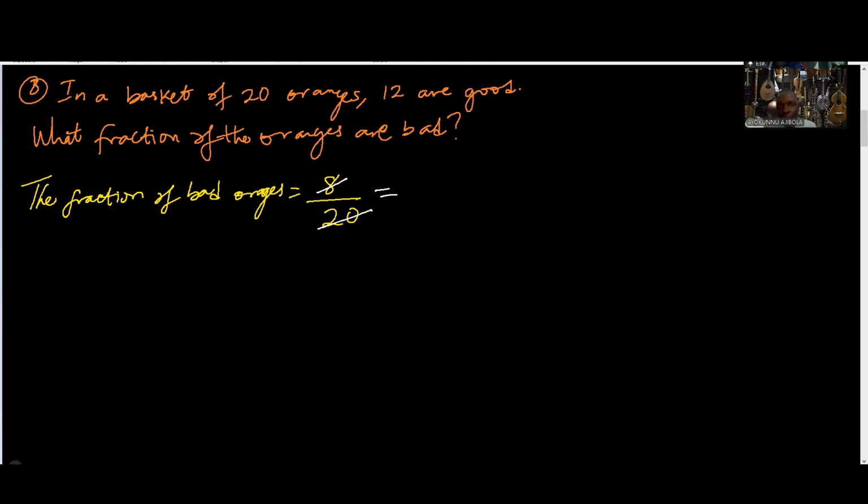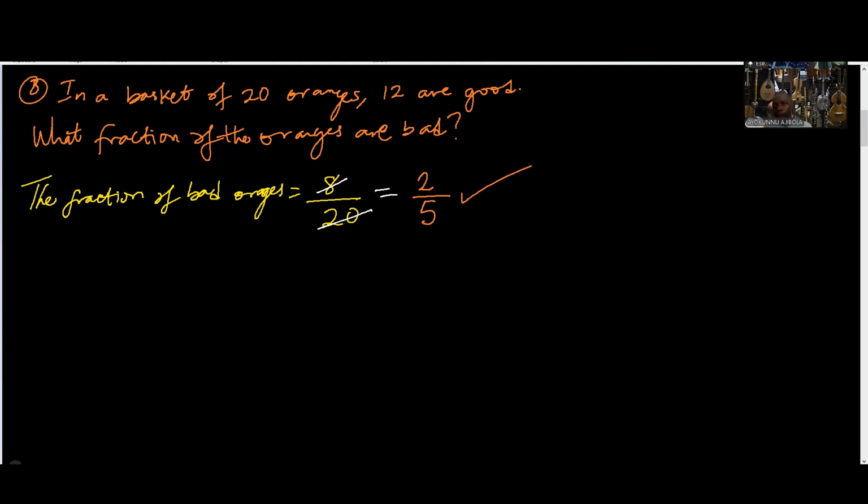So how many times does 4 divide 8? That's 2 times, okay? Then how many times does 4 divide 20? That's 5 times. So the final answer in the simplest form is going to be 2 over 5. So if you write 8 over 20, you are correct, okay? And if you go further and write 2 over 5, you are also correct because 8 over 20 and 2 over 5 are equivalent fractions. Is that clear? Yes. Good.